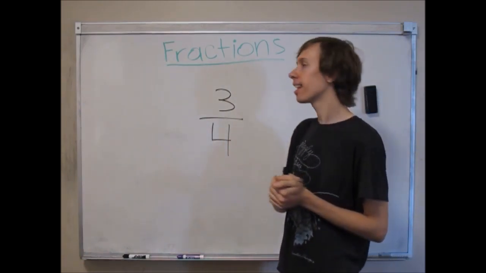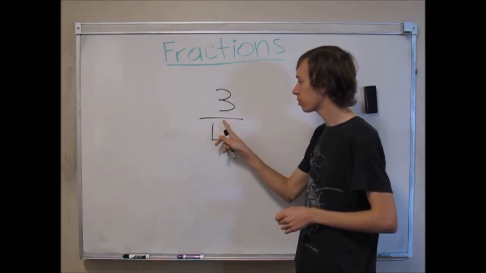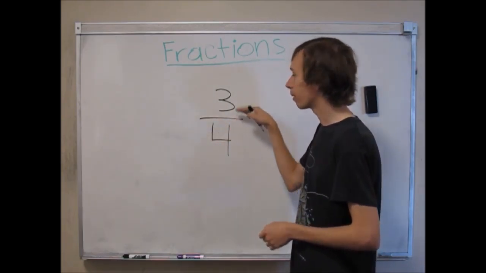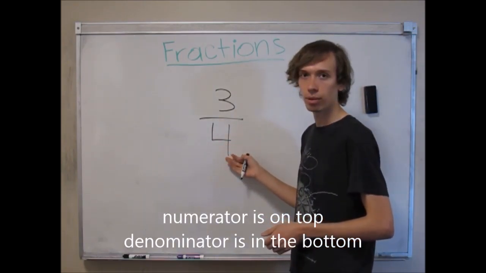Every fraction has a numerator, a denominator, and a fraction bar in between. The numerator is everything above the fraction bar, and the denominator is everything below the fraction bar. And so here our numerator is 3, and here our denominator is 4.